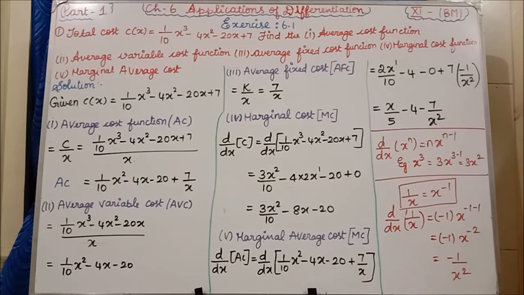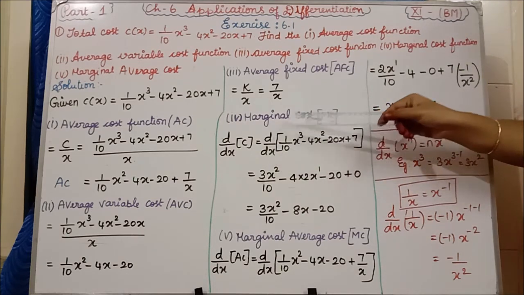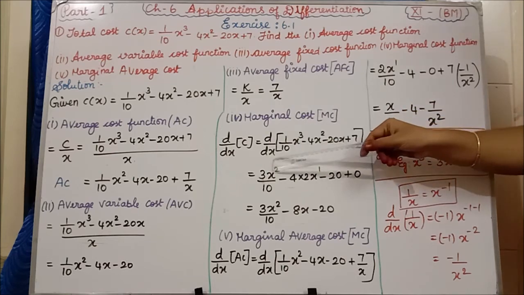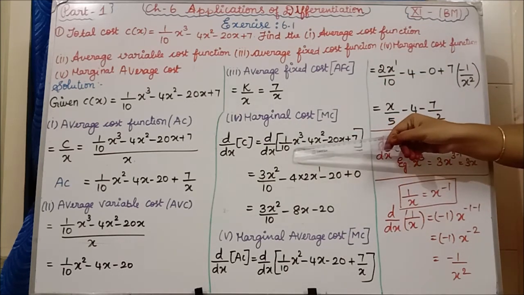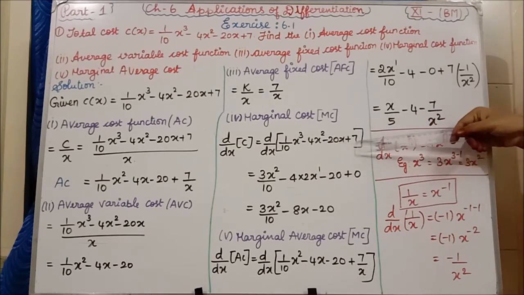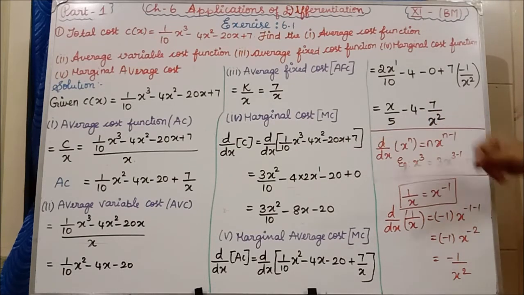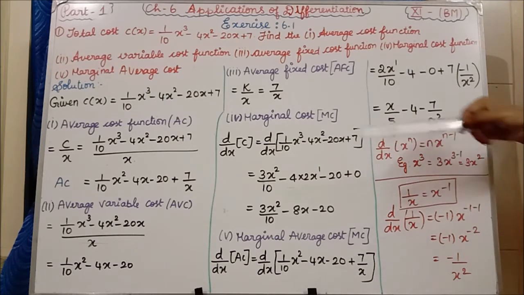Next, the fourth one is the marginal cost function we have to find. When the word marginal comes, you have to think you have to differentiate. So I am differentiating the cost with respect to x. The cost given in the question is 1/10 x cube minus 4x square minus 20x plus 7. This equation we are going to differentiate with respect to x.